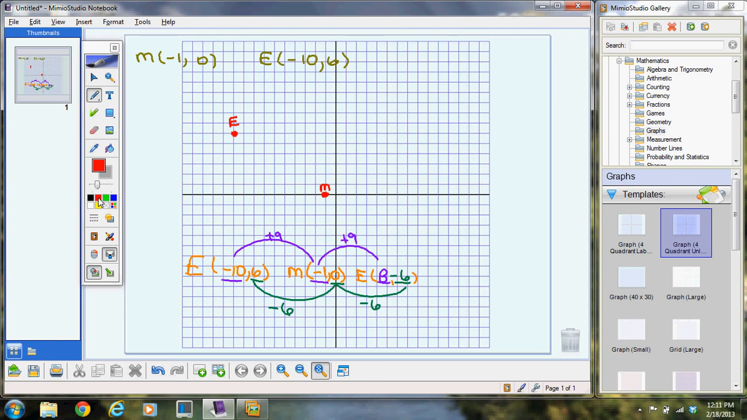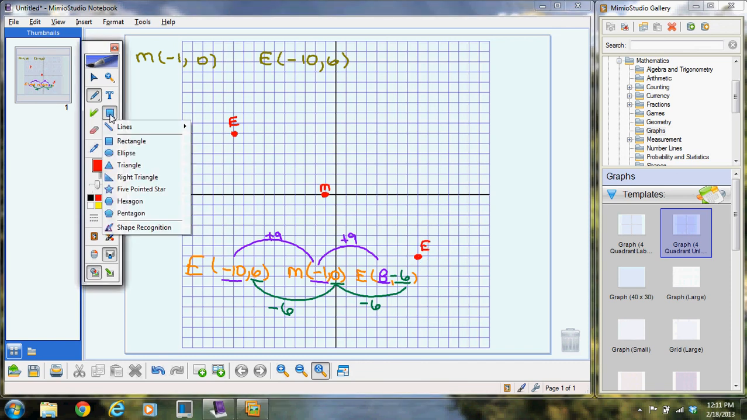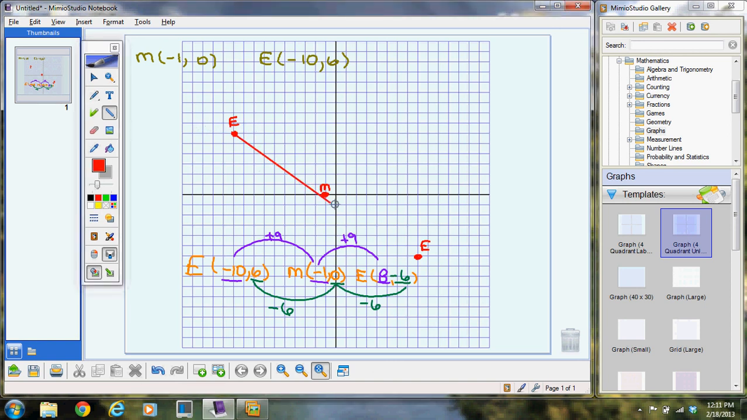Let's put it on the graph and see if that works. 1, 2, 3, 4, 5, 6, 7, 8. 1, 2, 3, 4, 5, 6. That point, this new endpoint, would be right here. And if I were to draw a line to connect these two, you could tell that that is the endpoint when you are given a midpoint and given an endpoint.